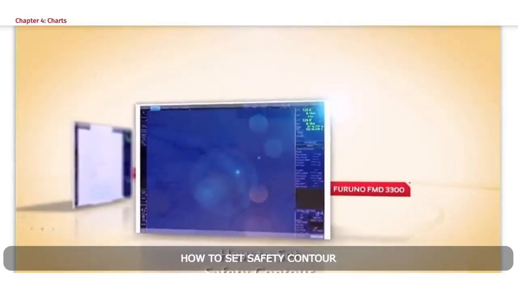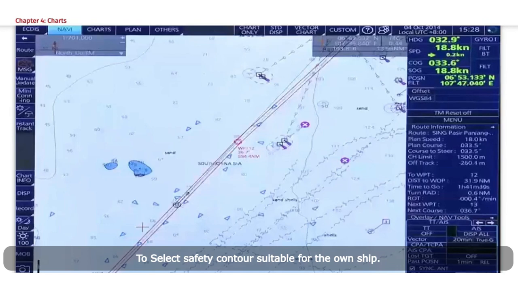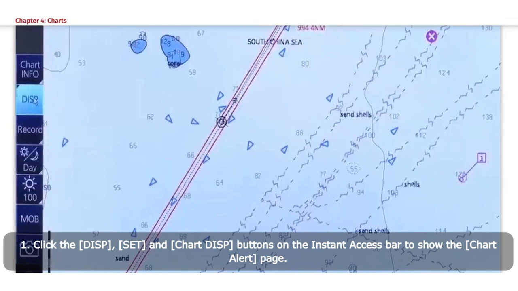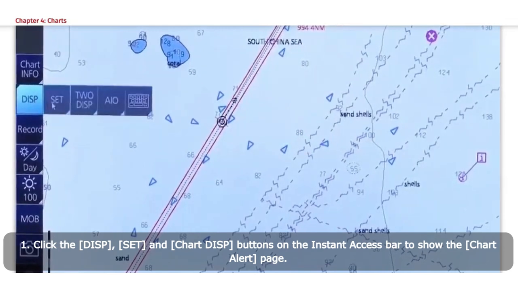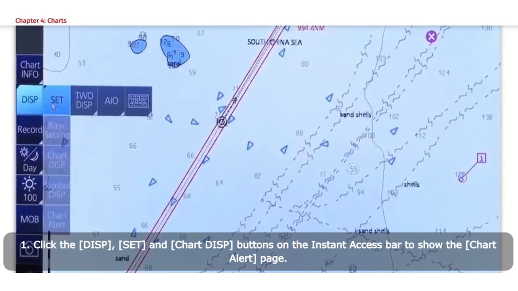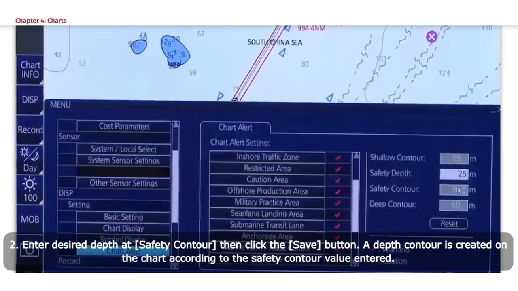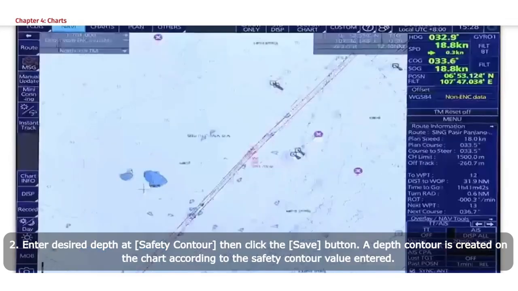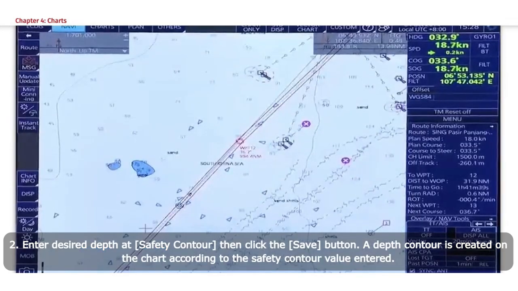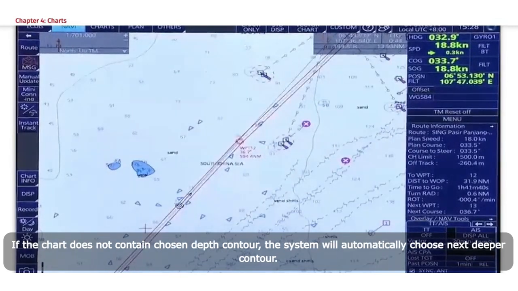How to set safety contour. To select safety contour suitable for the own ship: 1. Click the DISP, Set and Chart DISP buttons on the Instant Access bar to show the chart alert page. 2. Enter desired depth at safety contour, then click the Save button. A depth contour is created on the chart according to the safety contour value entered. If the chart does not contain chosen depth contour, the system will automatically choose Next Deeper Contour.